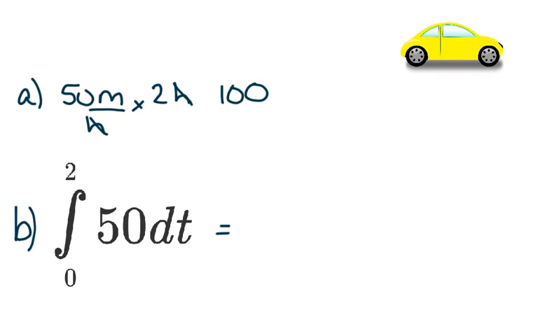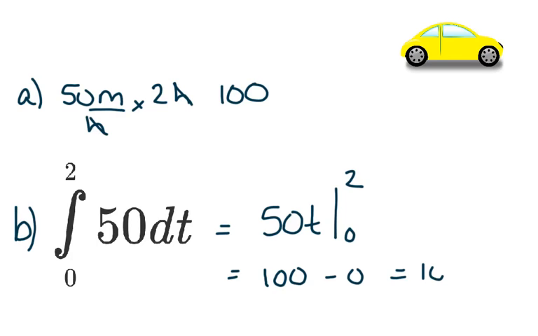Well, the integral of 50 dt would be 50t from 0 to 2. So plug in the 2, you get 100. Plug in 0, you get 0. 100 minus 0 is 100. Same answer. Part C says to sketch the velocity function v of t equals 50 for 0 to 2 and find the area.